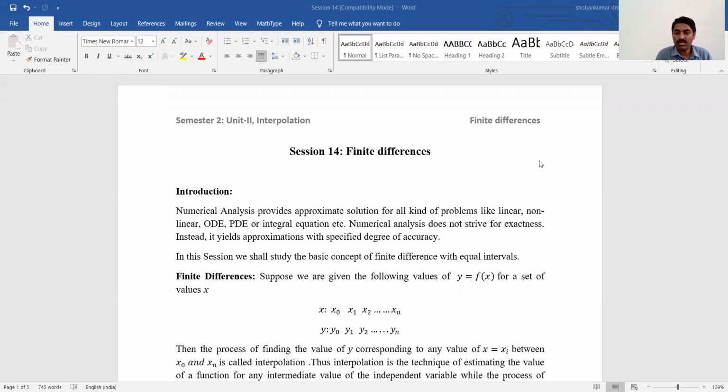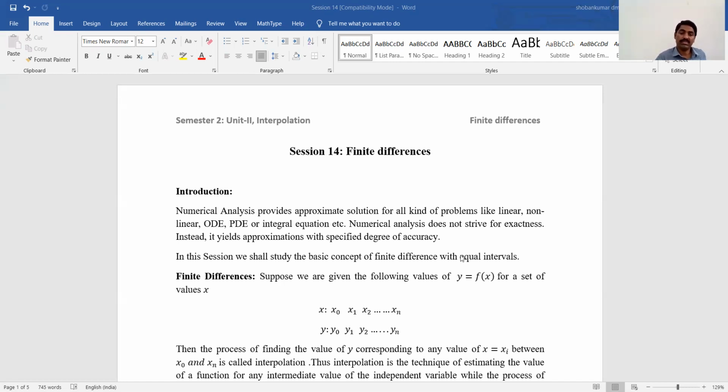Numerical analysis provides approximate solutions for all types of problems like linear, nonlinear, ordinary differential equations, partial differential equations, and integral equations, and so on. Numerical analysis does not strive for exactness. Instead, it yields approximations with specified degree of accuracy. In this session, we have to discuss the basic concept of finite differences with equal intervals.